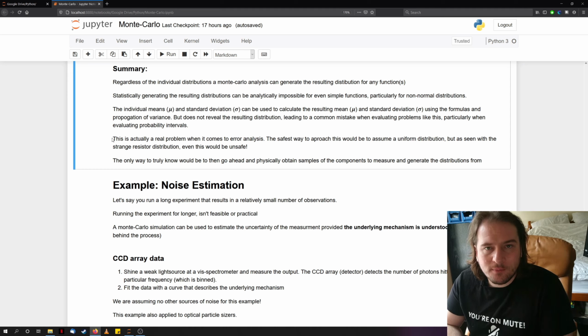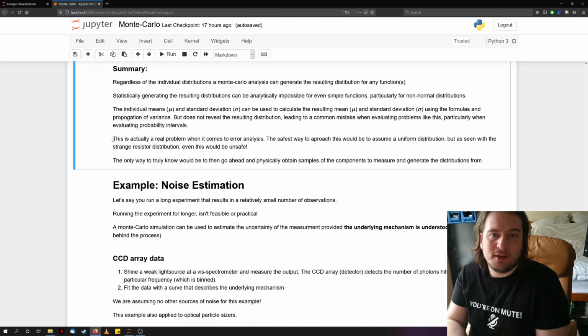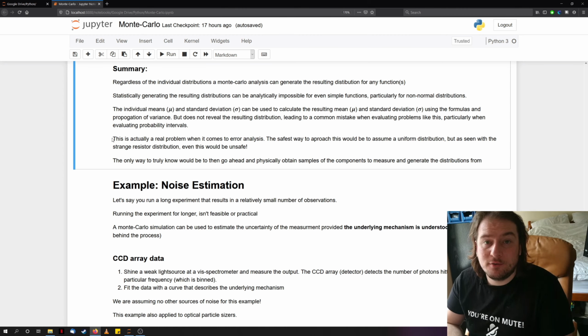You don't know if it's uniform. You don't know if it's normally distributed at 3 sigma, at 5 sigma, at 6 sigma. All of those can make a massive difference to your resulting distribution. So the only way to truly know is if the manufacturer actually provides that information.